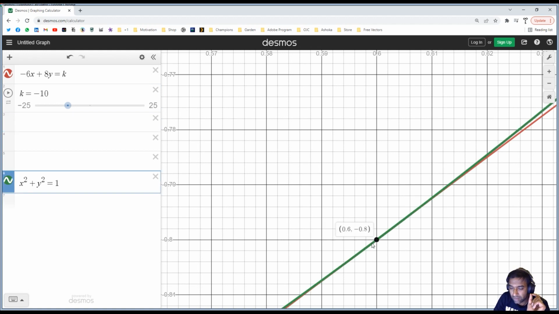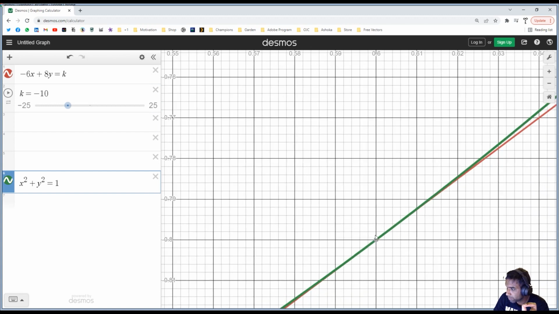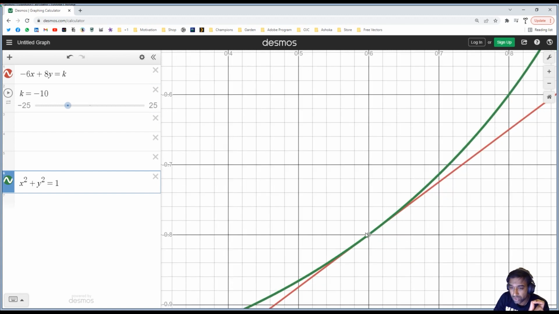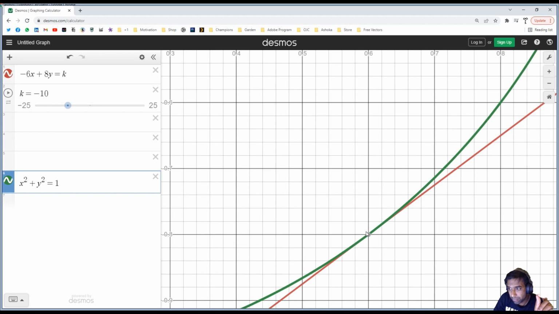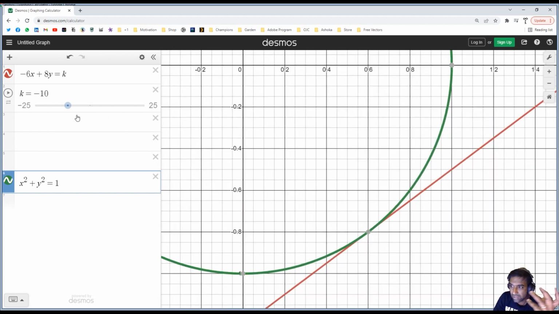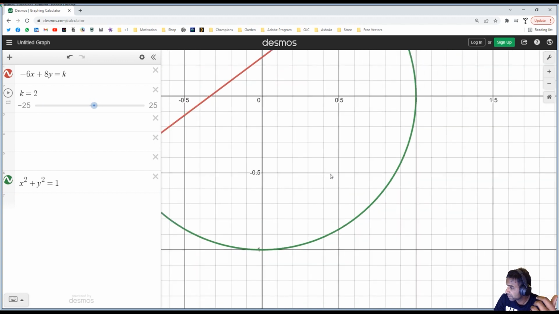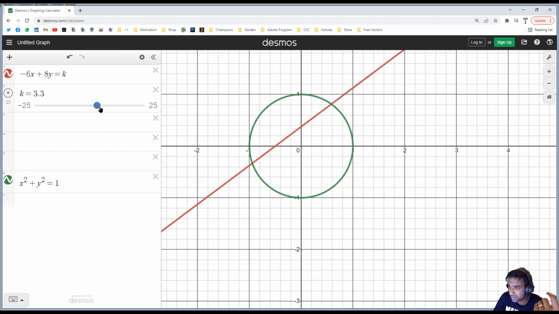All right. So when k is equal to negative 10 or positive 10, you're going to have one solution. But anything between negative 10 and positive 10, you're going to have two solutions. So let's say, what's a number between 10 and negative 10? Well, let's say 5, right? Okay, so let's go to 5. And I'm going to zoom out right there. You can kind of see it, right? At 5, you've got two solutions. But the moment we come to 10, we're going to have only one solution.